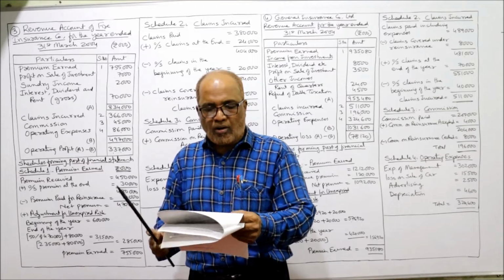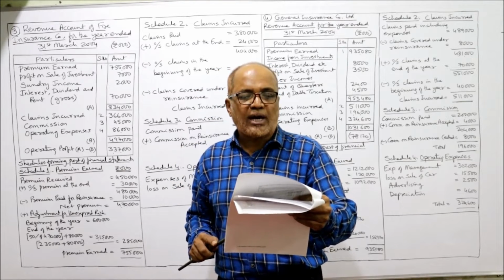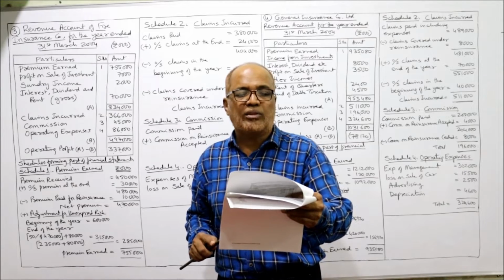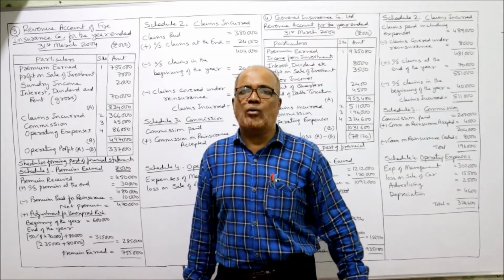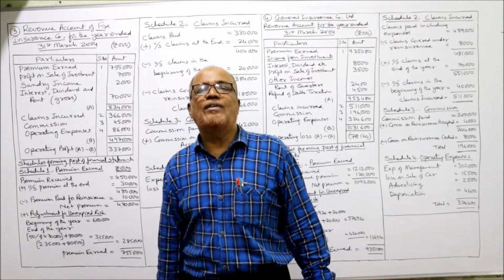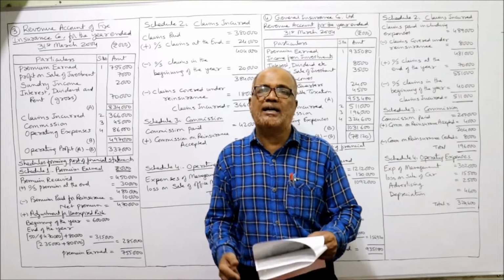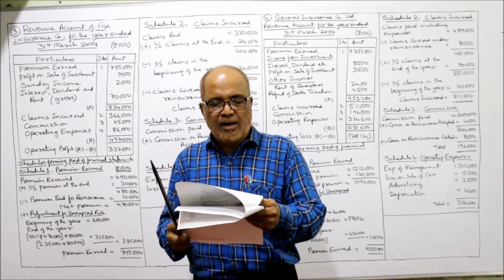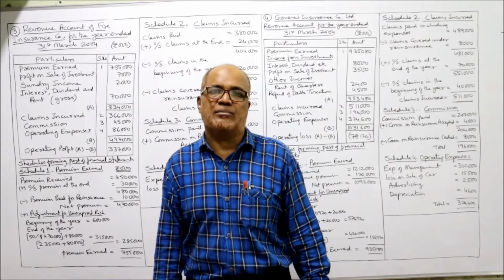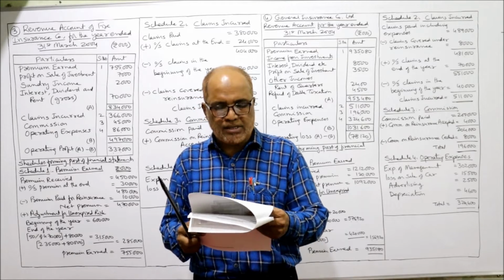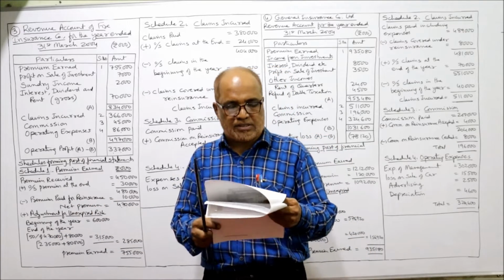Now here, commission on reinsurance accepted, add, put a plus sign. Then claims outstanding on 1/4/2003, claims outstanding on 31st March 2004. That means beginning of the year outstanding, end of the year outstanding. The outstanding claim at the end of the year will be added. Outstanding claim at the beginning of the year will be deducted as usual. Every problem we are doing. Claims covered under reinsurance will be deducted from claims. Expenses of management, schedule number 4, operating expenses.